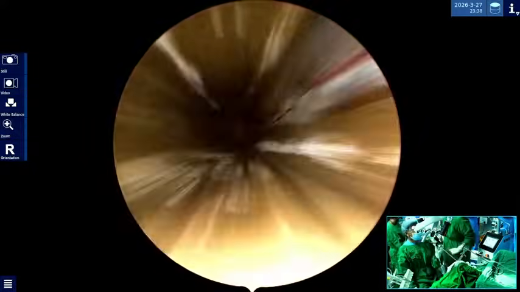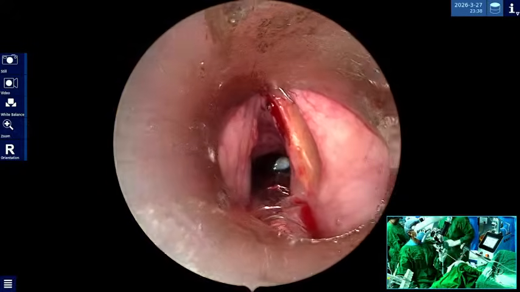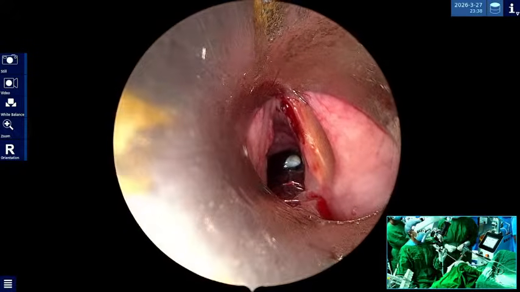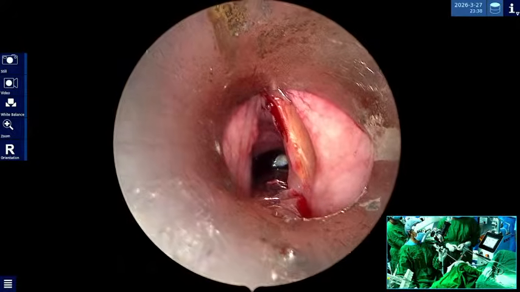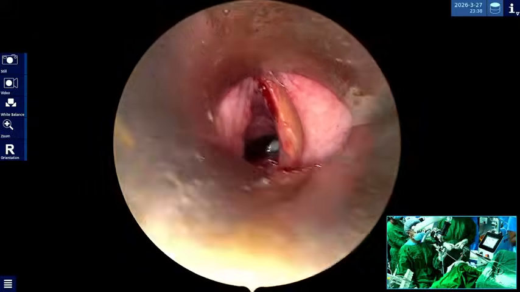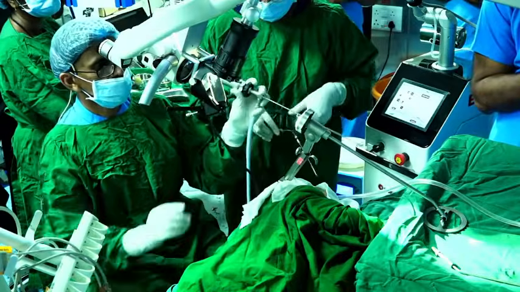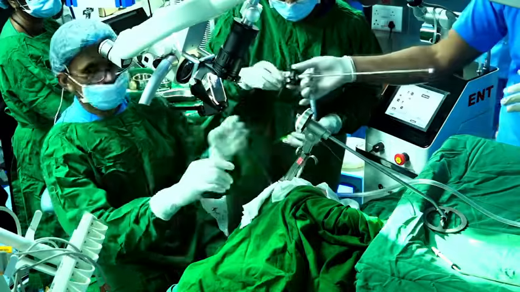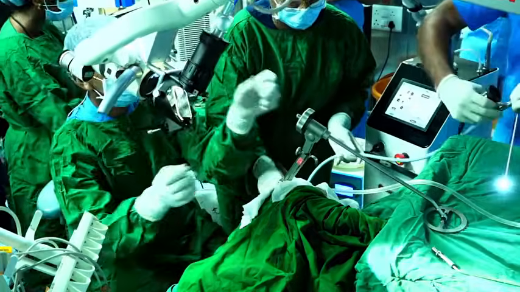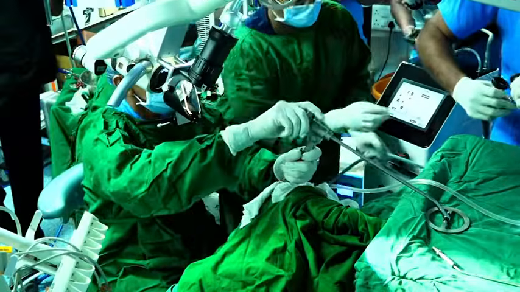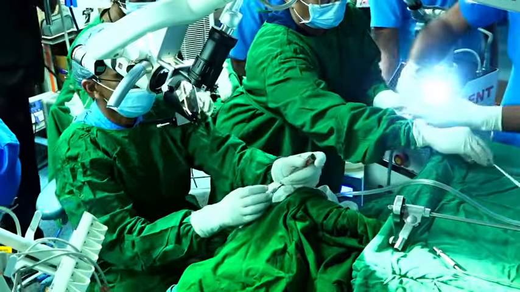Anytime you used microdebrider? No, sir. The microdebrider, they say that in an extensive laryngeal papilloma, the microdebrider is the best tool. But Veerbhadra says you always use microdebrider. Yeah, it's the best tool for this one, sir. Papilloma, laryngeal papilloma. I don't have any experience with it for the cyst or the polyp.